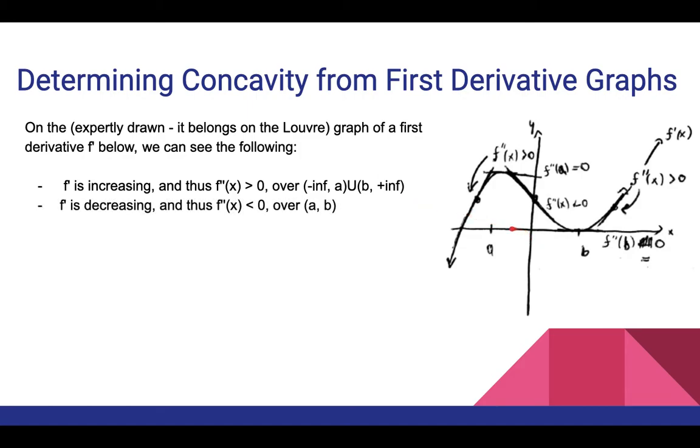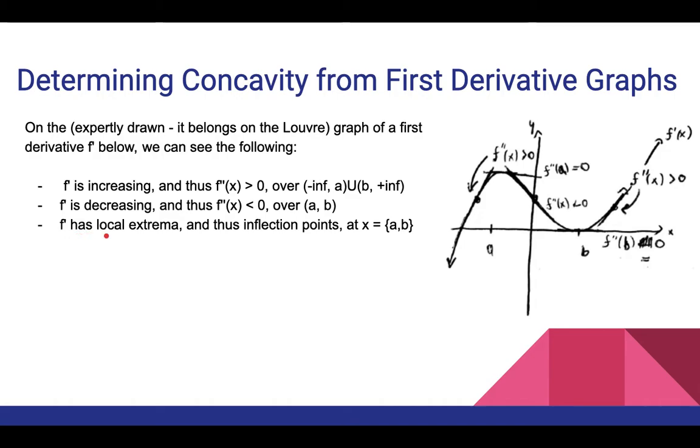Next, we notice between a and b that our first derivative is decreasing, which indicates to us that the slope of the tangent line is negative over that interval, and hence the second derivative over the interval ab is less than 0. As we can see right here, we draw the slope of the tangent line. We see that the slope is negative when the first derivative is decreasing, indicating to us that the second derivative is less than 0 over this interval.